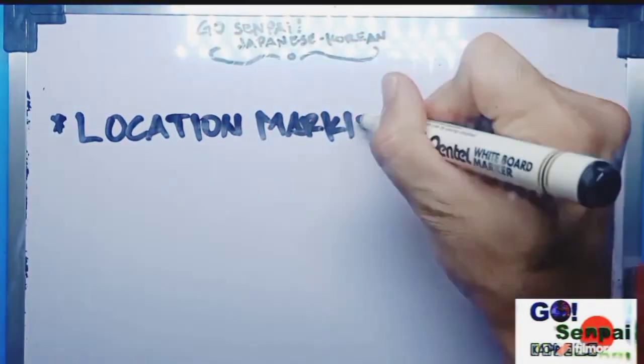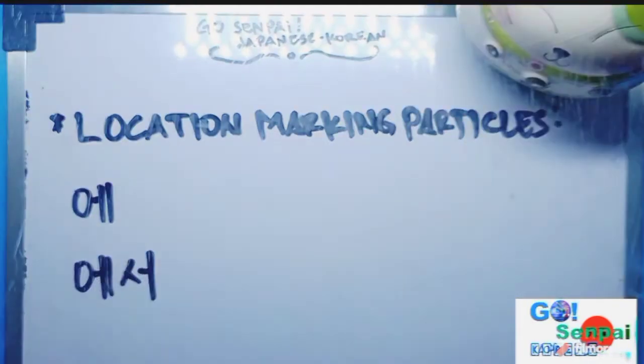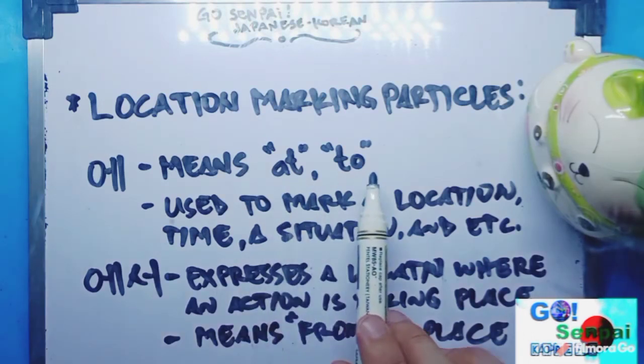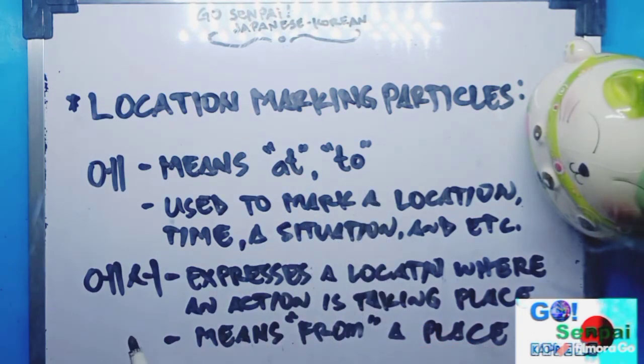Let's proceed now to the location marking particles. First, we have 에 and 에서. In English, it means at or to. It is not only used to mark a location, but can also be used to mark time and situation. This also expresses a location where something is or exists. While 에서 expresses a location where some action is taking place. In English, it also means from a place.